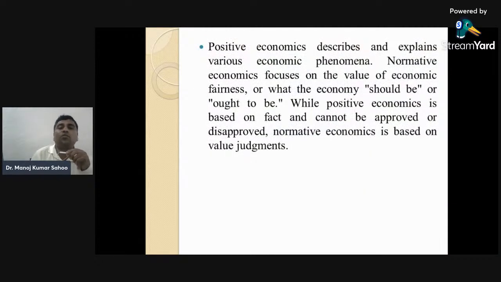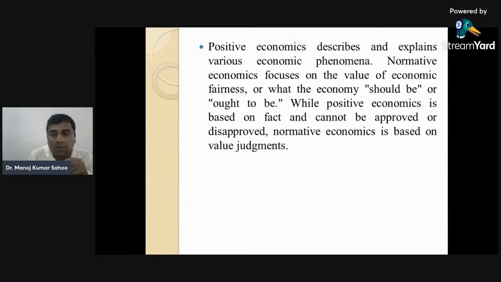Now the concept is: what is positive economics? Positive economics describes and explains various economic phenomena, whereas normative economics focuses on the value of economic fairness, or what the economy should be or ought to be. Positive economics explains different economic matters, whereas normative economics discusses what should be, what ought to be.